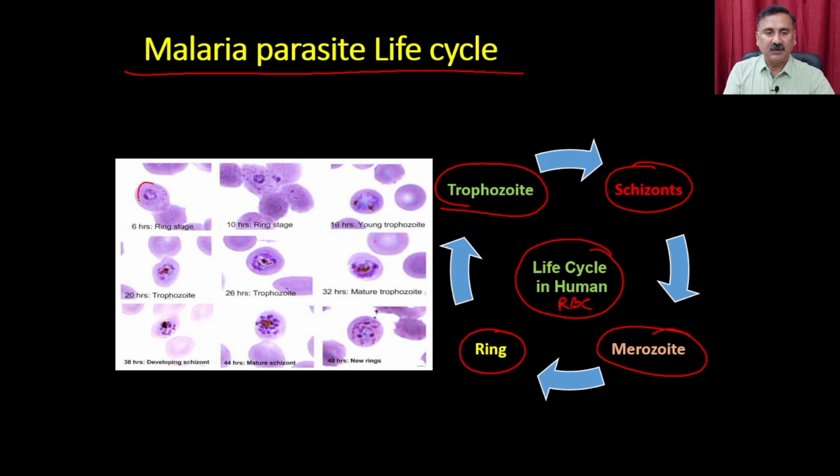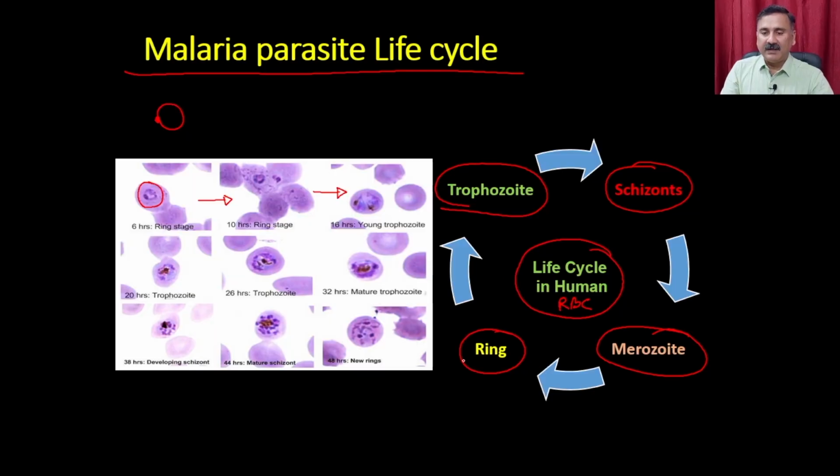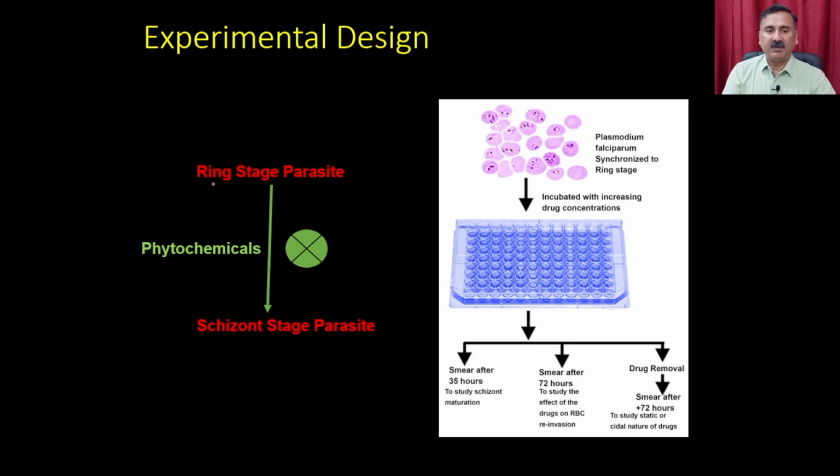These are the different stages you see. These are the ring stages. You see this? It looks like a ring, and that's why it is called the ring stage. When the ring goes for 10 hours, it develops into a mature ring, and then the mature ring develops into the trophozoite and so on. These are the different stages you can identify microscopically, and that's how you can say, if I take the ring stage and treat it with the phytochemicals, whether the ring will get converted into trophozoite and schizont. So the experimental procedure is like this.